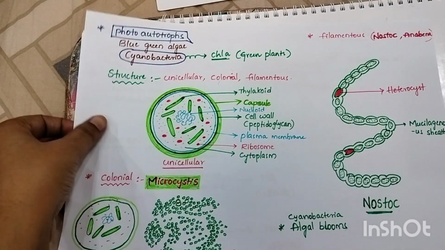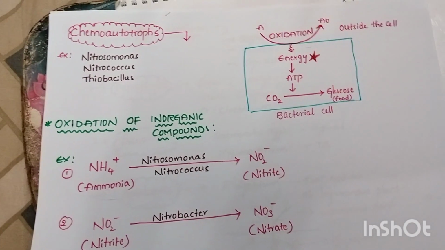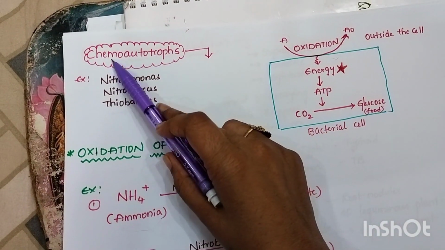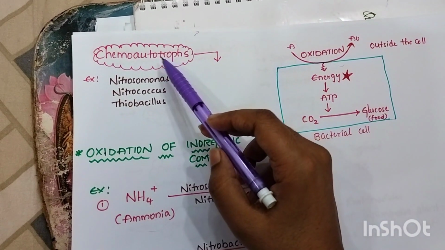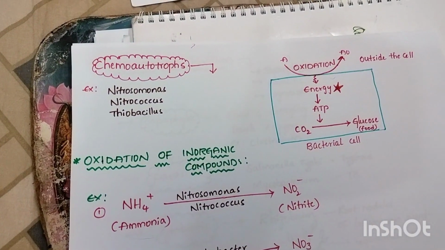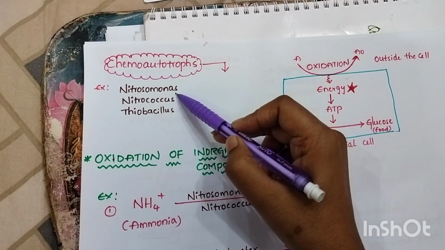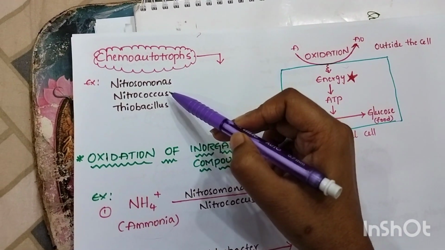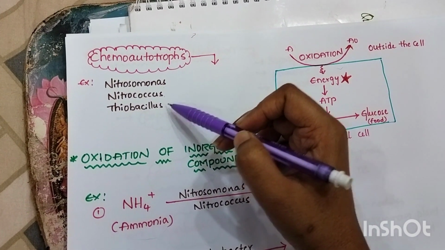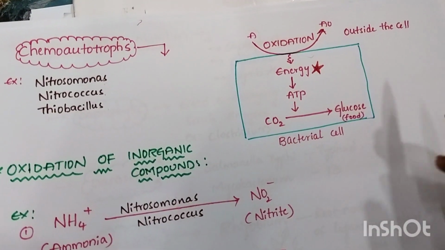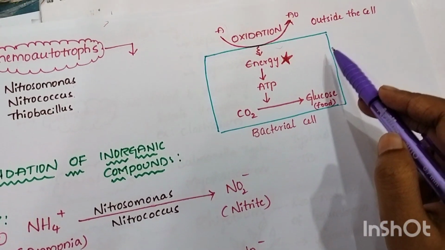Next, let us see chemoautotrophism. What is chemoautotrophism? We have already said that chemo means chemicals, and the bacteria which can prepare their own food material by using chemicals are called chemoautotrophs, and the process of this nutrition is called chemoautotrophism. So here the bacteria examples are Nitrosomonas, Nitrococcus, Thiobacillus. They are usually called chemoautotrophs. And see here, I've drawn a bacterial cell. Here this blue colored one is a bacterial cell.